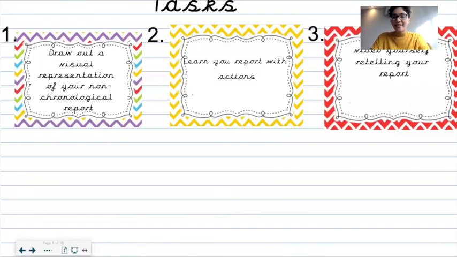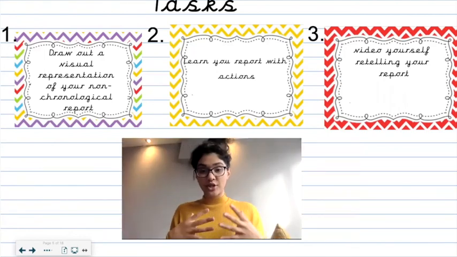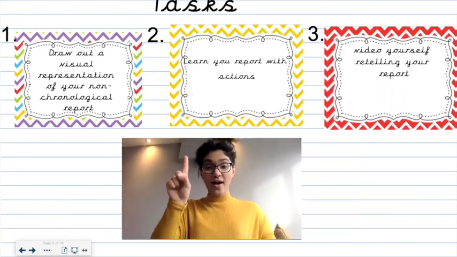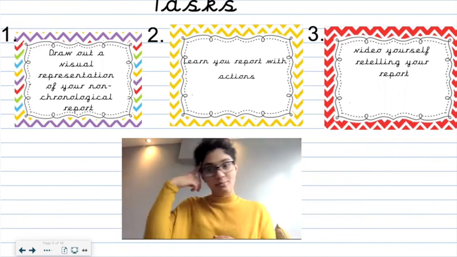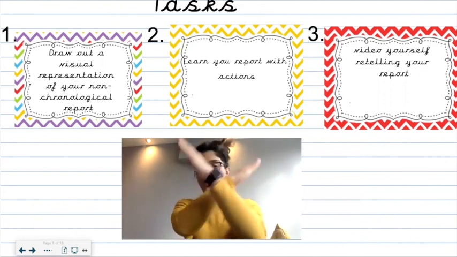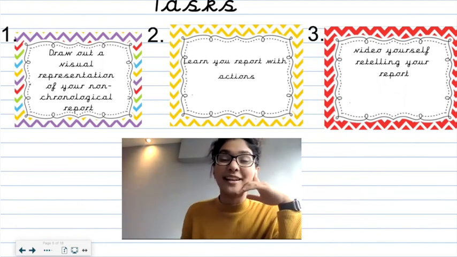So that is your English lesson for today. It is to draw your visual representation of your non-chronological report. Make sure that if you finish that, you learn some actions to go with your report, and then you can record yourself retelling your report with the actions as well. So for example, if I was to do a video retelling my report, I would say, firstly, or do you want to know more about Malcolm X? Something like that. So if you record yourself doing the same thing, that would be lovely to see.